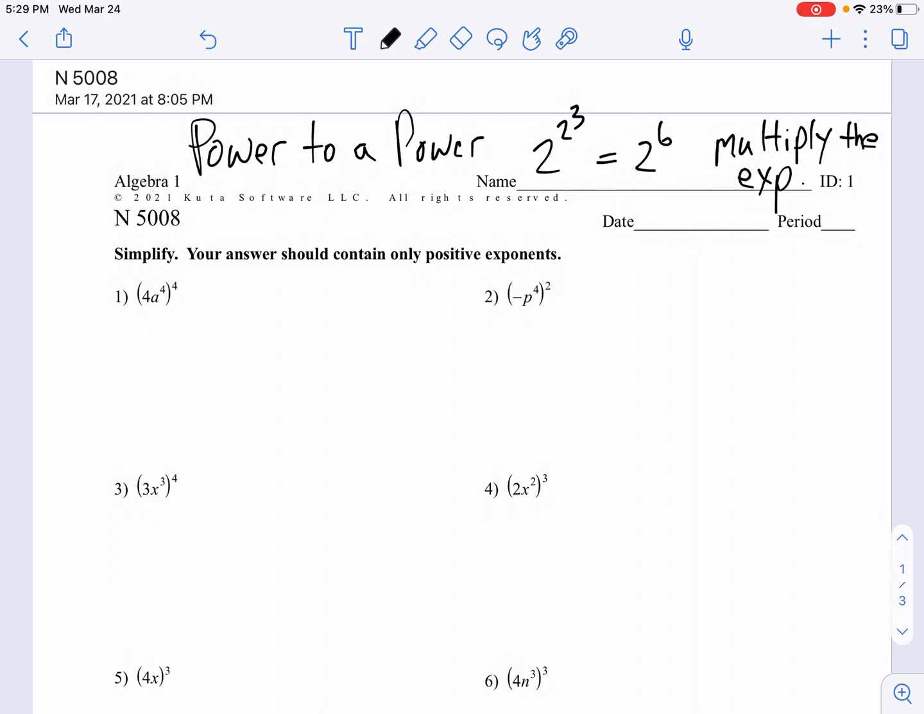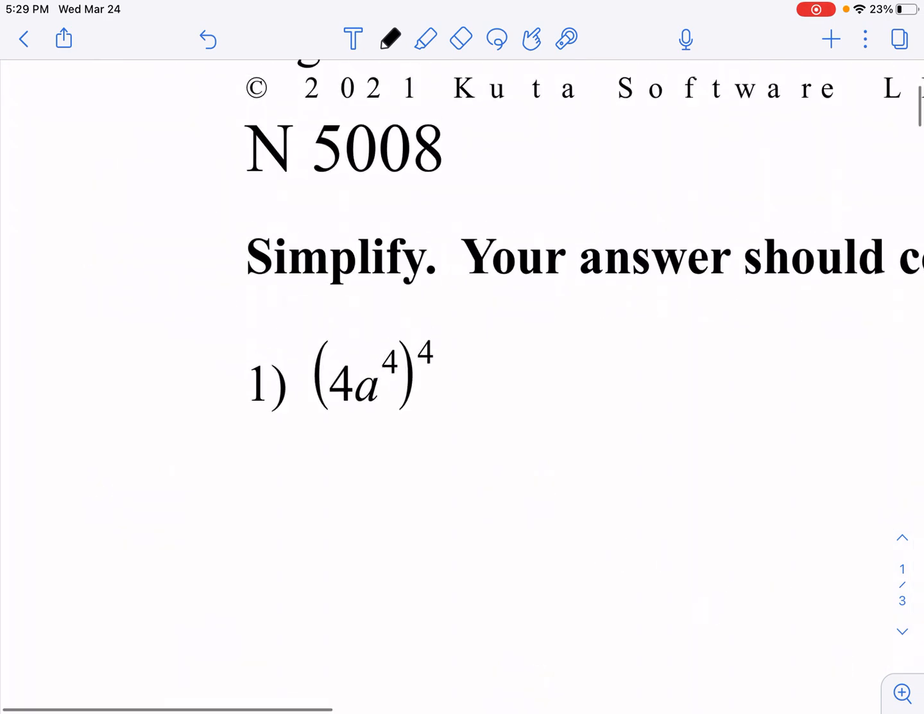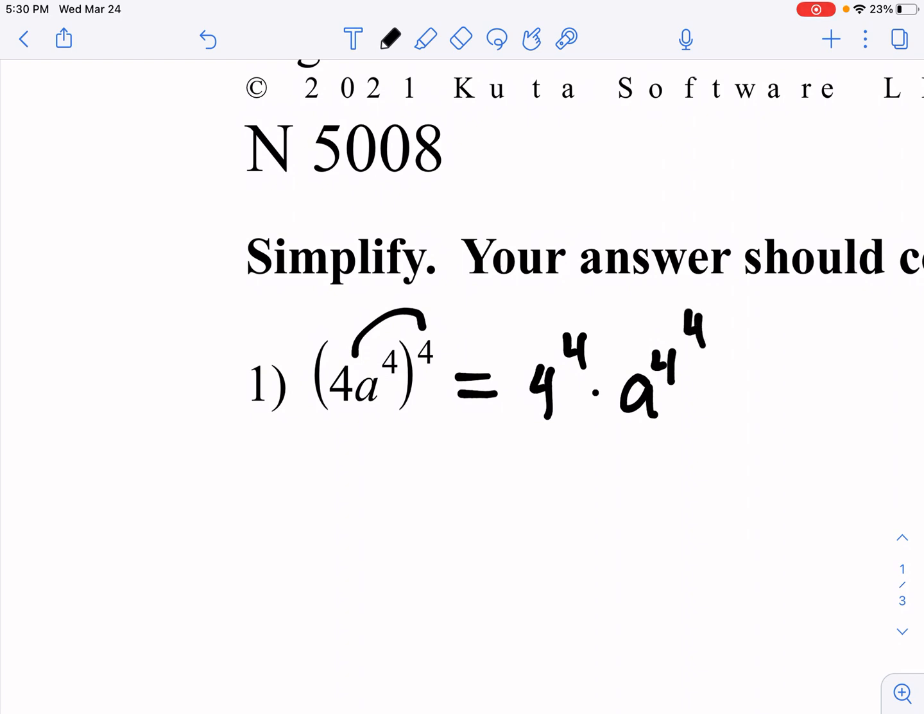But what you really need to pay attention to with this parentheses is you can almost think of this like a distributive property of sorts, where the exponent outside the parentheses is going to be applied to everything inside the parentheses. So what I mean by that is we can rewrite this as 4 to the fourth. This is going to be raised to an exponent of 4, and then that's going to be multiplied to a to the fourth, but that a to the fourth is also raised to the fourth, okay?